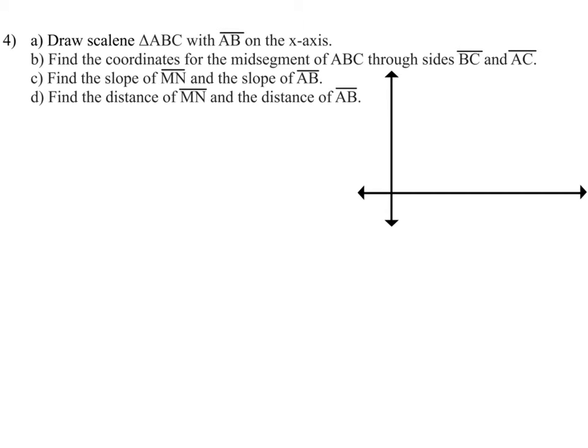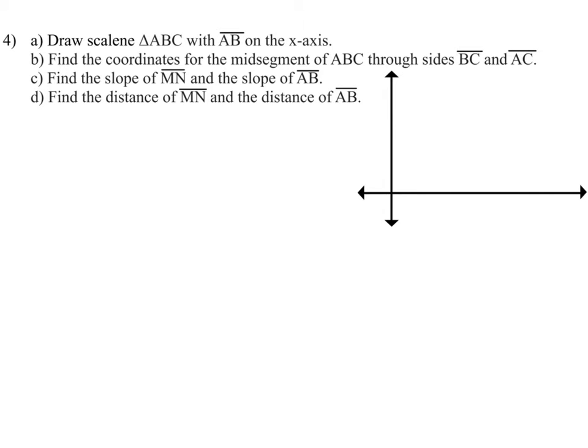Hello. In this lesson, we're going to recreate the problem that we did in class to find all the information about a midsegment for a triangle. So, we're going to do our coordinate proof following these 4 steps. Step 1 was to draw a scalene triangle ABC, and we want segment AB to be on the axis.